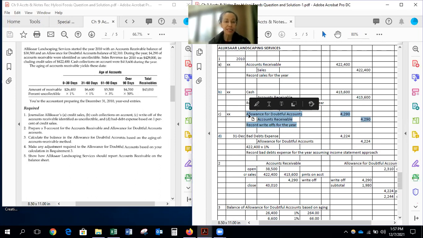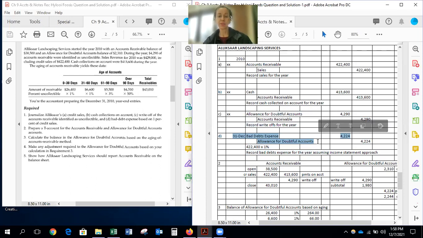Now 1D says record the bad debt expense based on 1% of credit sales. So that is the income statement or percentage of sales approach. So we have a standard journal entry for that. It's always debit bad debts expense, credit the allowance for doubtful accounts, right? It's always the same journal entry. And I get 4,224 by taking $422,400 times 1%. And that is the credit sales that was given to us in the problem.